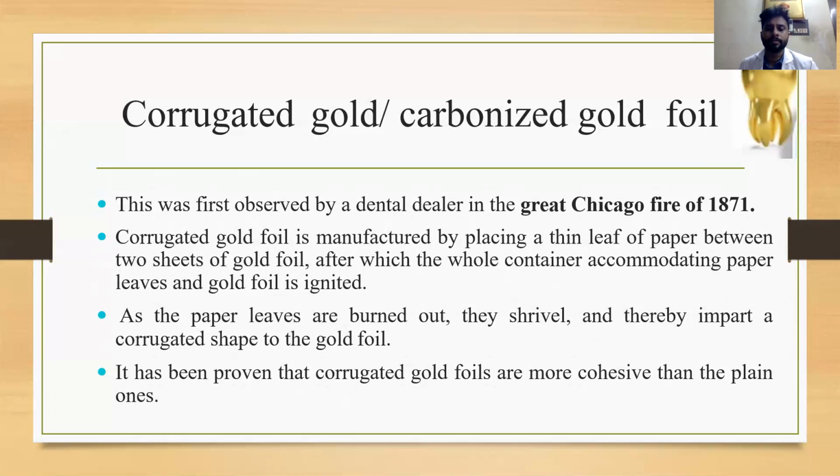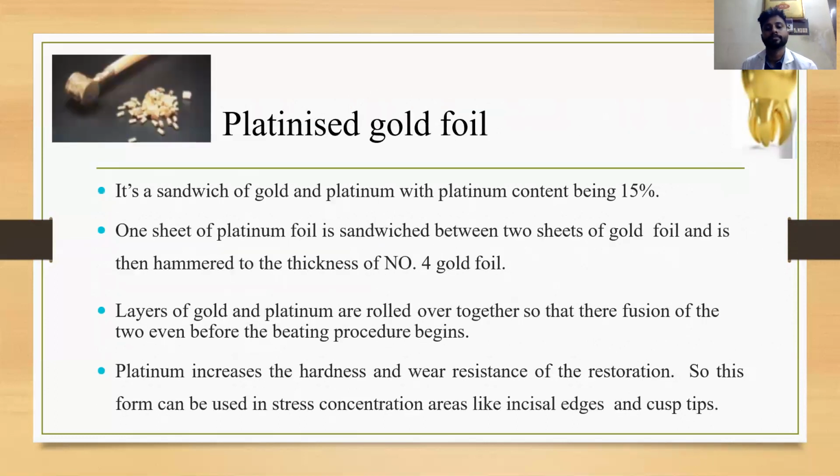This was first observed by a dental dealer in the Great Chicago Fire of 1871. Corrugated gold foil is manufactured by placing a thin leaf of paper between two sheets of gold foil, after which the whole container accommodating paper leaves and gold foil is ignited. As the paper leaves are burned out, they shrivel and thereby impart a corrugated shape to the gold foil.